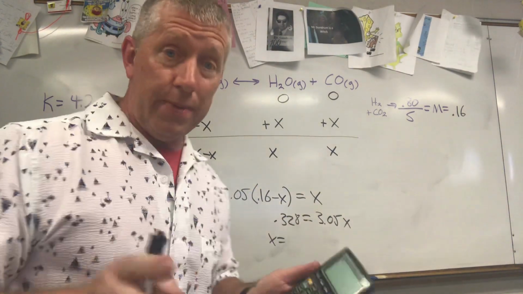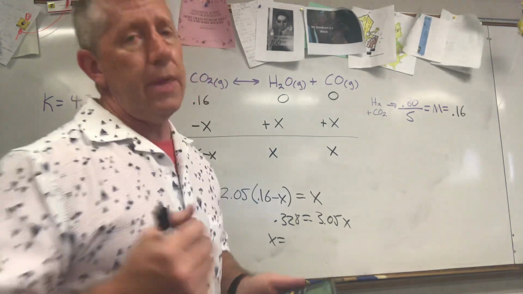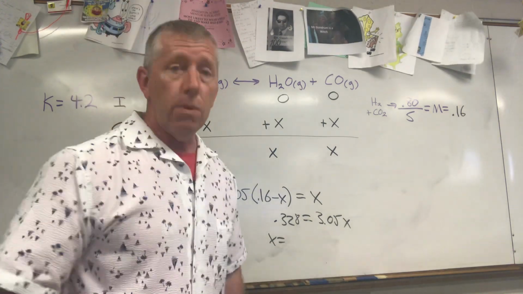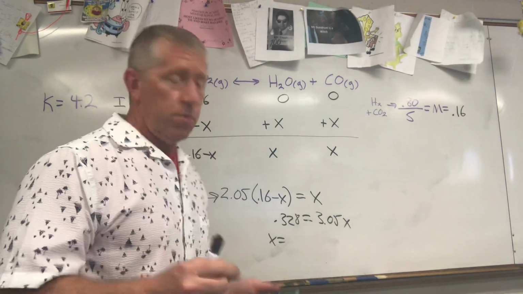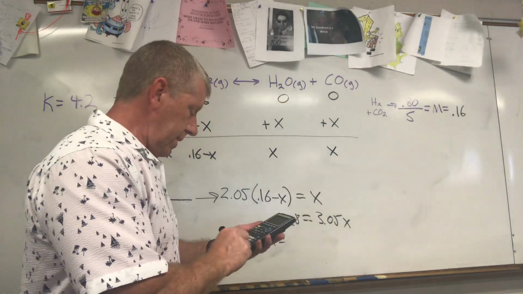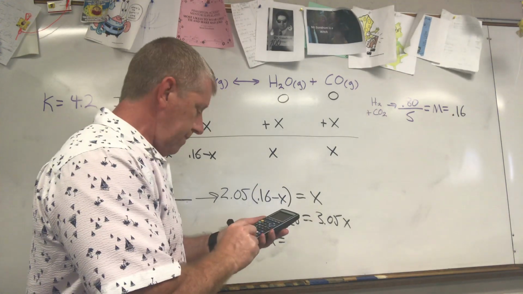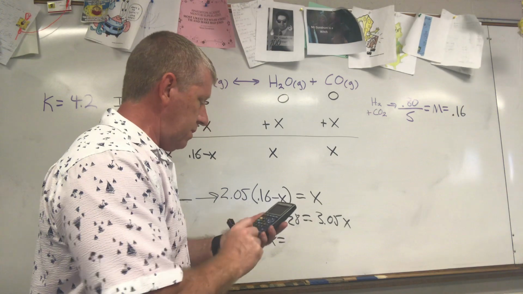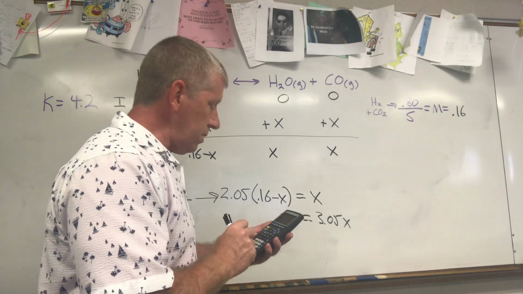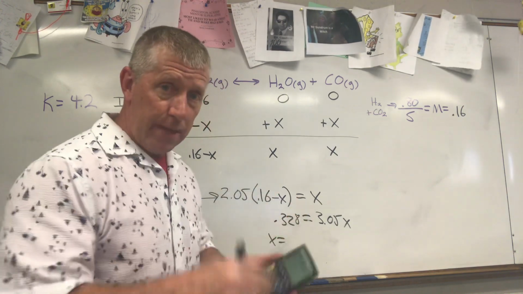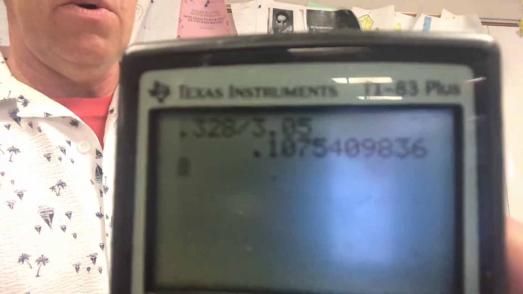Don't worry. These will become second nature to you. They will. Trust me, they will. I know you're going, no, they won't. Oh, my God. They will. You will get them. So many of them will go through. 0.328 divided by 3.05 is 0.108. I'm going to round that to 0.108.